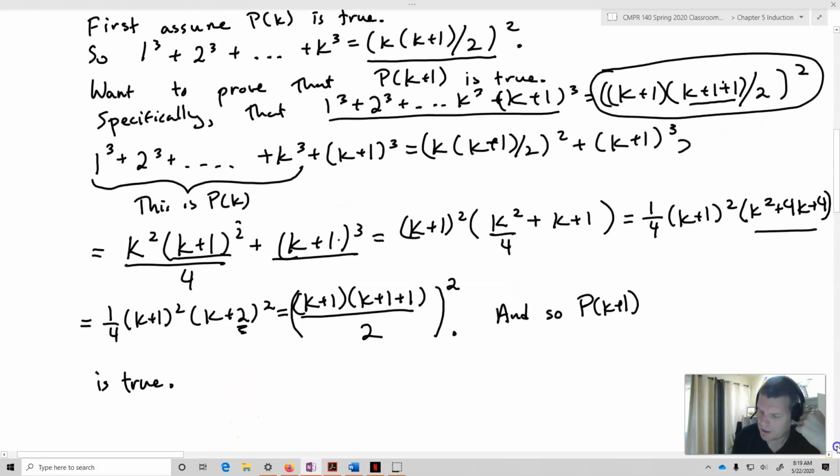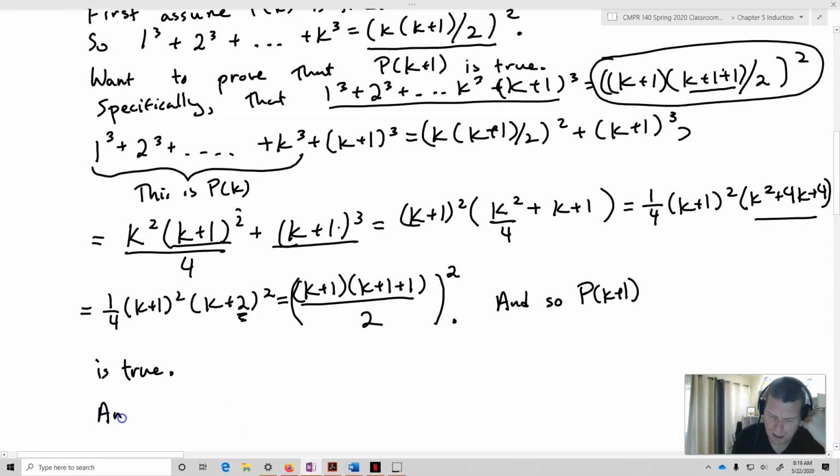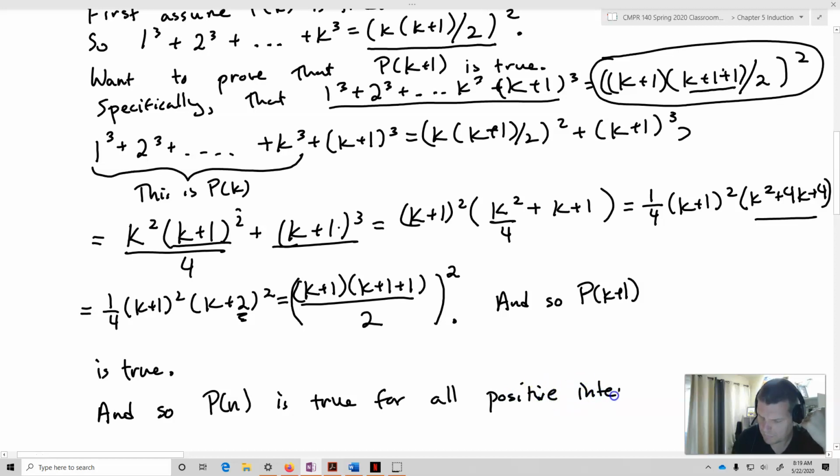So to finish my inductive proof, I'm going to say, and so P(n) is true for all positive integers n. And our proof is finished. All right, so that's induction in a nutshell. Let's review it then.